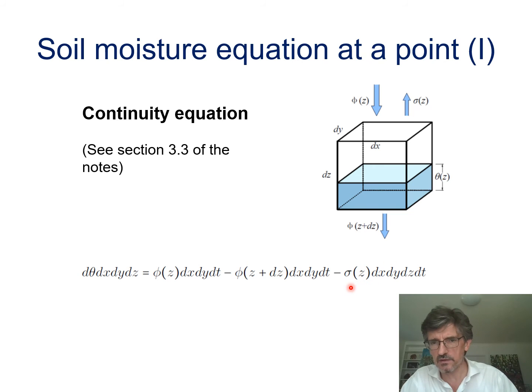So this is the sink per unit time per unit volume. So we need to multiply it by the volume, dx dy dz, times the dt, which is the infinitesimal time in which this loss takes place.